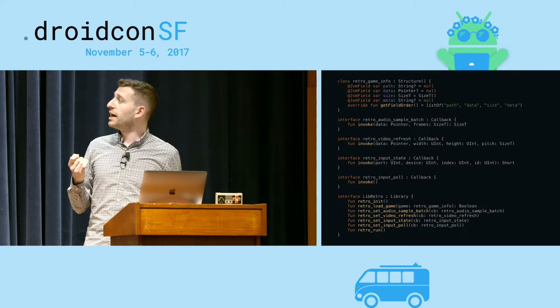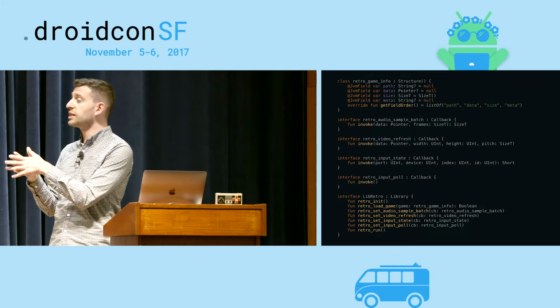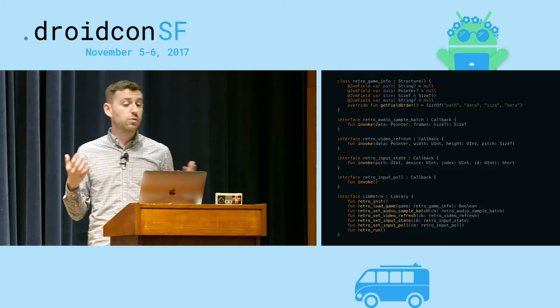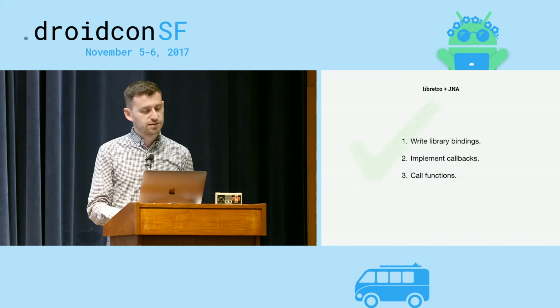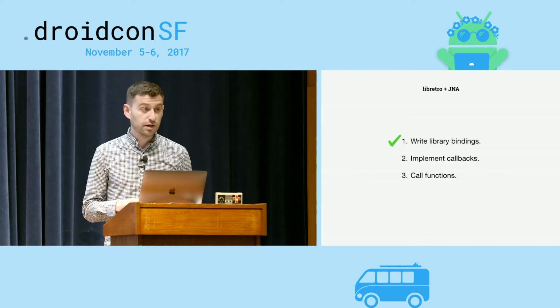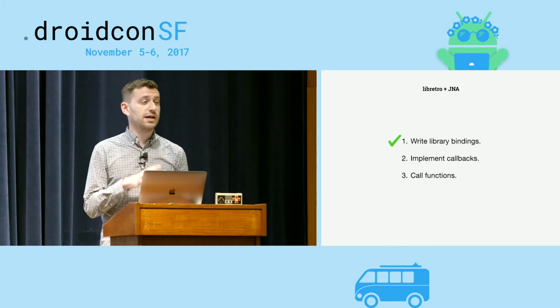We have callbacks for audio, video, and for input. We have a way to load a game. We have a way to initialize the library. And we have a way to run the game. So it looks like step one is just about done. Let's move on to the next step to actually implement the callbacks. And this is where the integration with Android is actually going to happen.